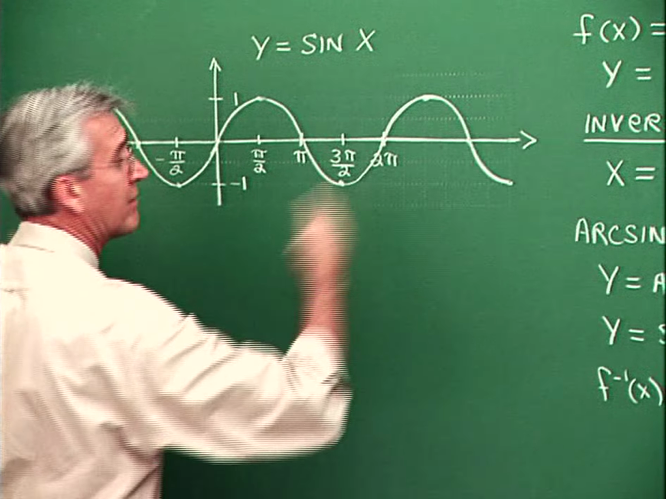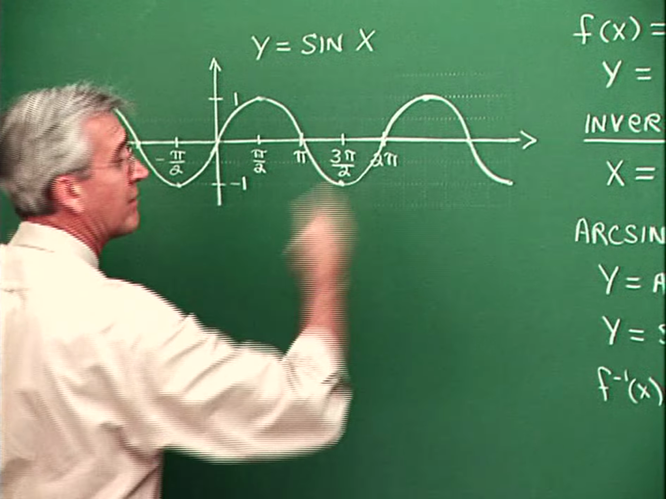Suppose we want to evaluate something like this, arcsine negative 1/2. Now, it's important to understand what the request is. We're really asking ourselves, what is the angle whose sine is negative 1/2? We can make the request by making an equation out of this and massaging the equation a little bit.